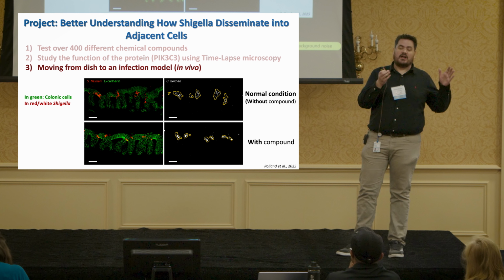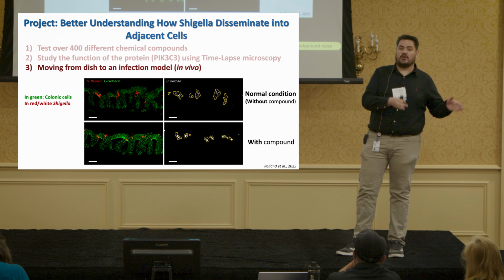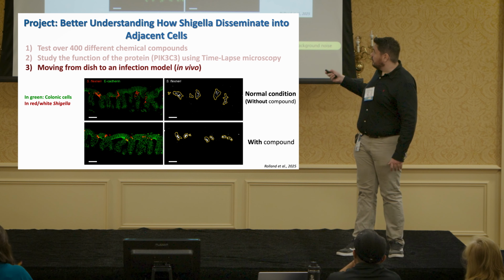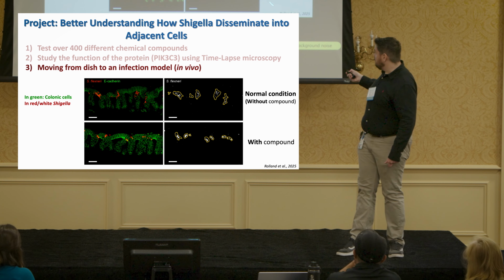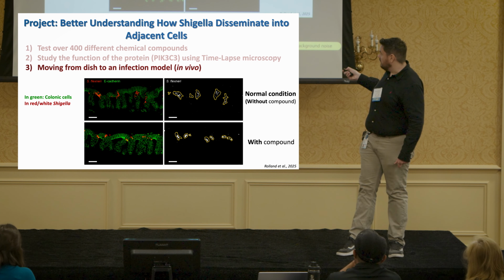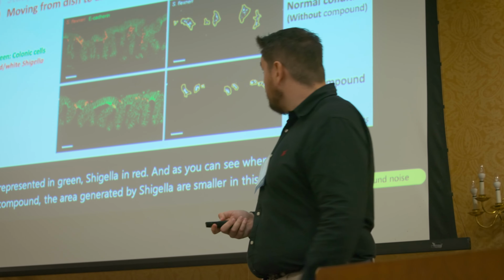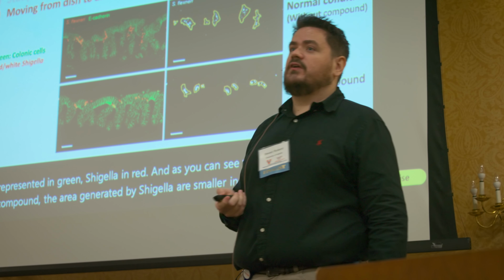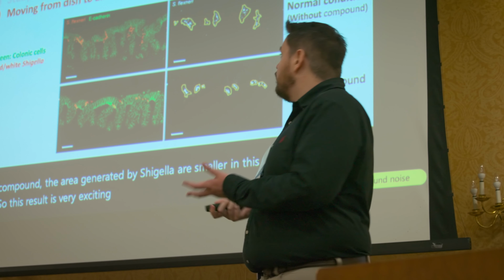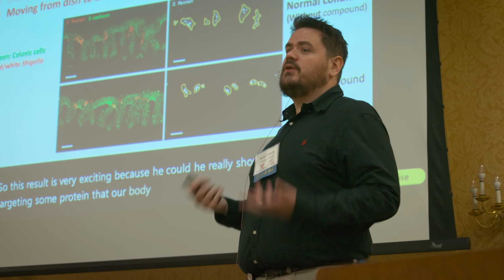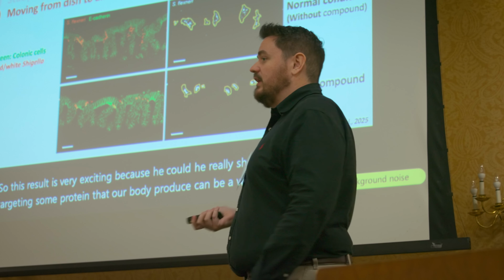And then the last step was to move from the lab to an actual in vivo model, where here the colon is represented in green, Shigella in red. And as you can see, when we add the compound, the areas generated by Shigella are smaller in this green area. So this result is very exciting because it really shows that targeting some protein that our body produces can be a way to treat Shigella infection.